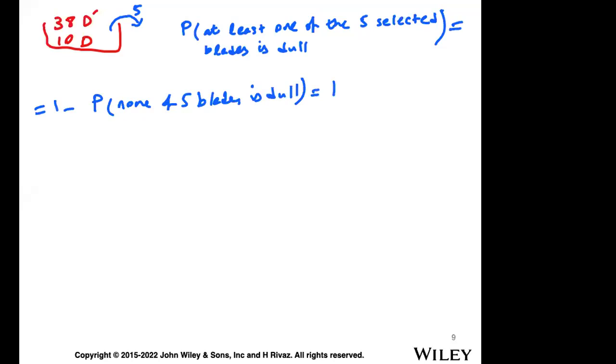So this is what we did in the previous class. 1 minus. So we want none of the 5 blades to be dull. That means I want all of the 5 to be among the 38 non-dull. And then my denominator is the total number of ways I can select 5 blades, so that's combinations of 5 from 48. And that's the final answer.